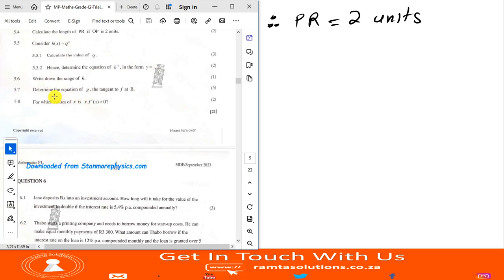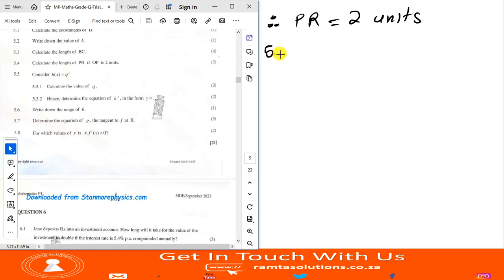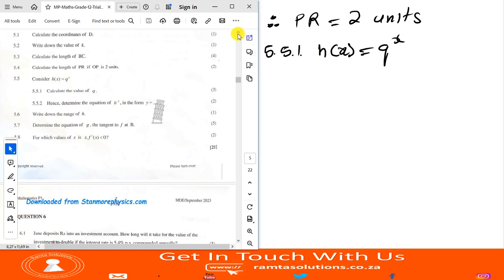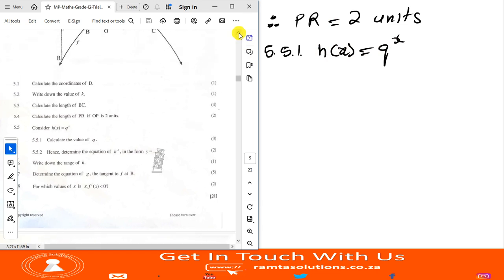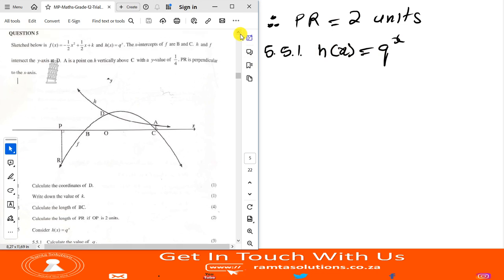Cool. So now they say 5.5. Consider h of x is equal to q to the x. 5.5.1, calculate the value of q. So what do we get? H of x equals q to the x. Don't use the intercept. It will not really help.